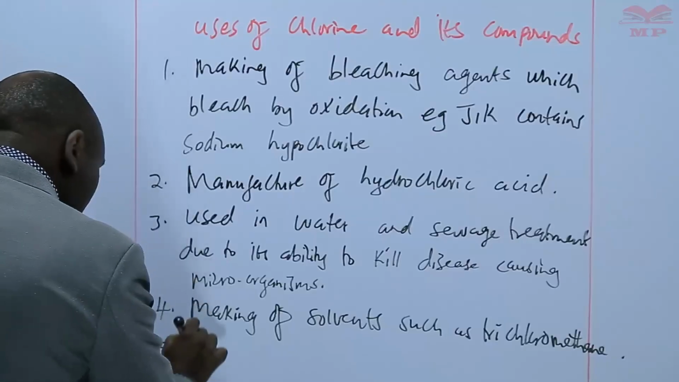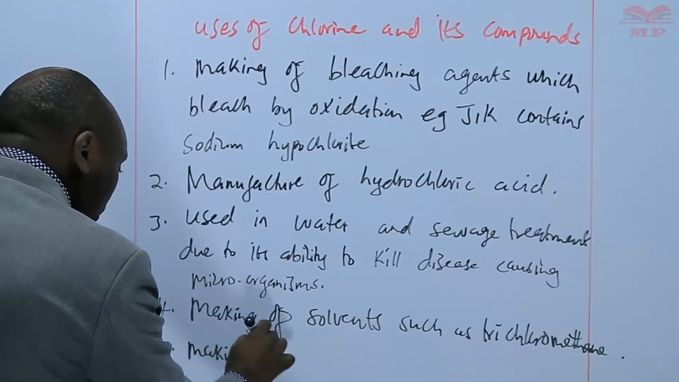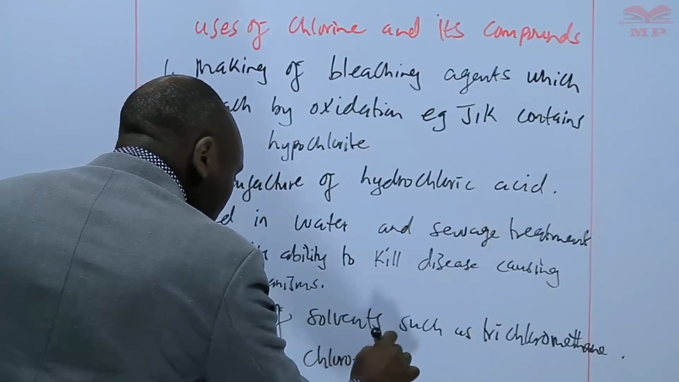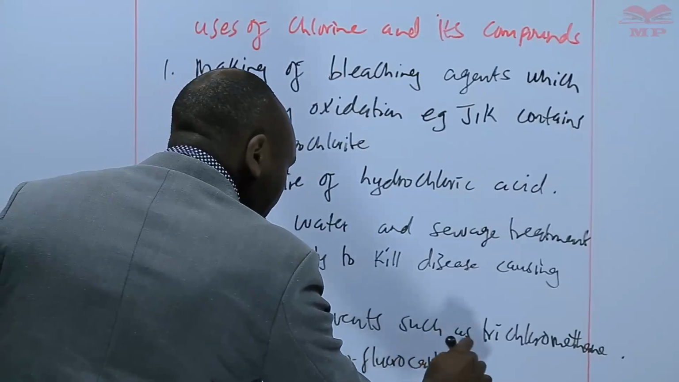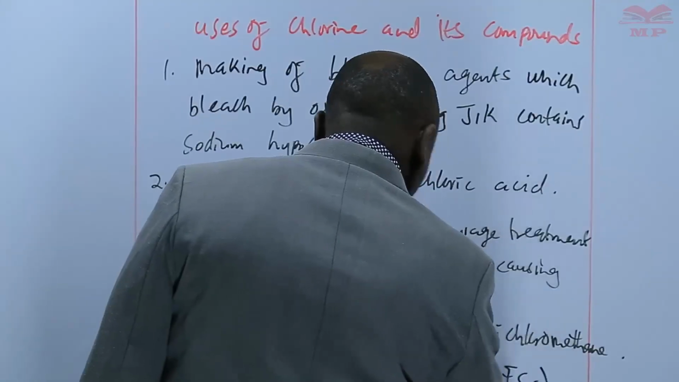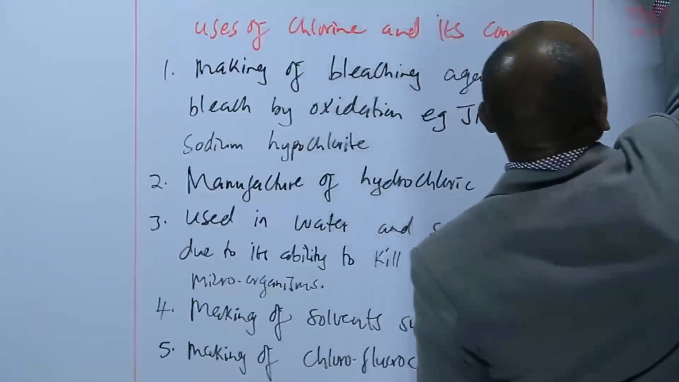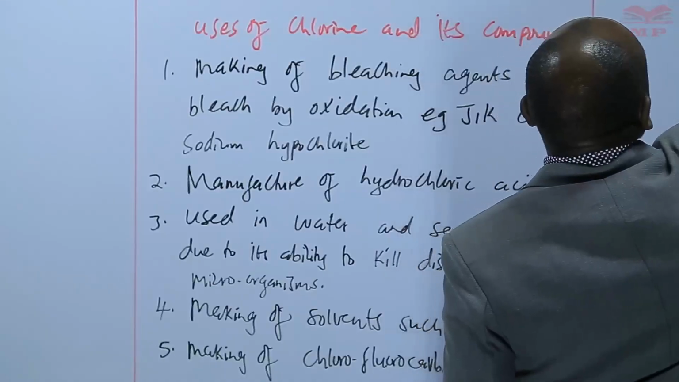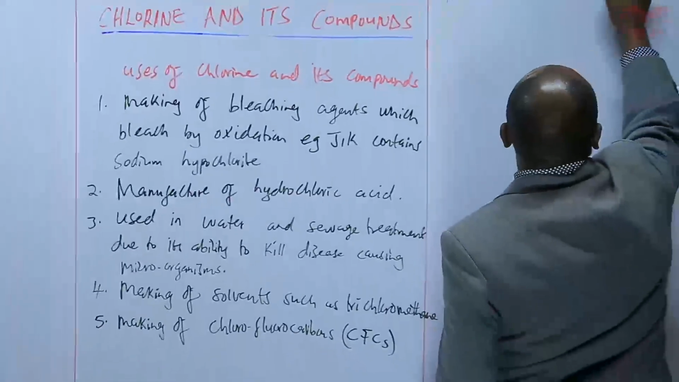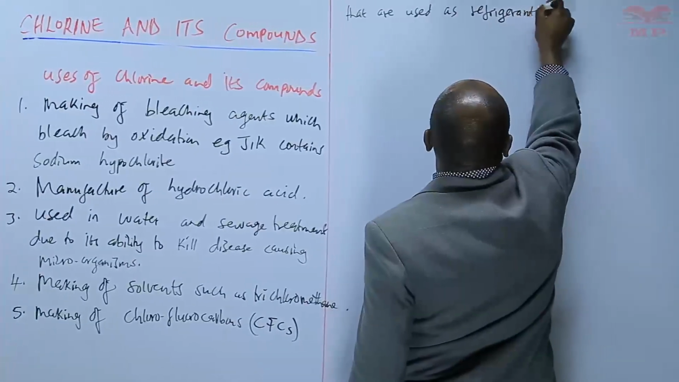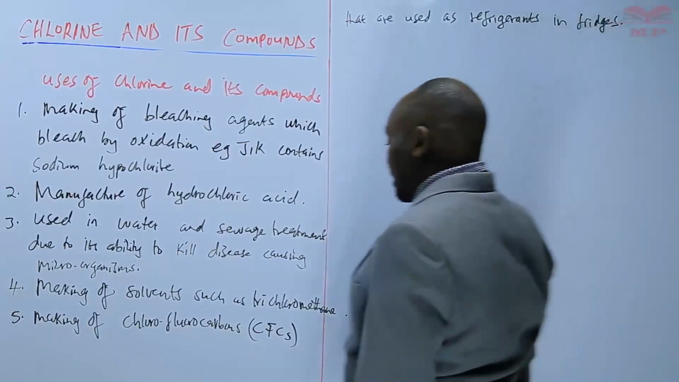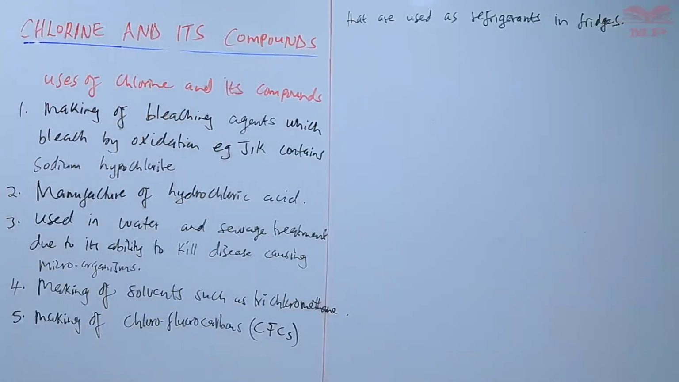Chlorine is also used in the making of chemicals that are called chlorofluorocarbons, CFCs, that are used as refrigerants in fridges.